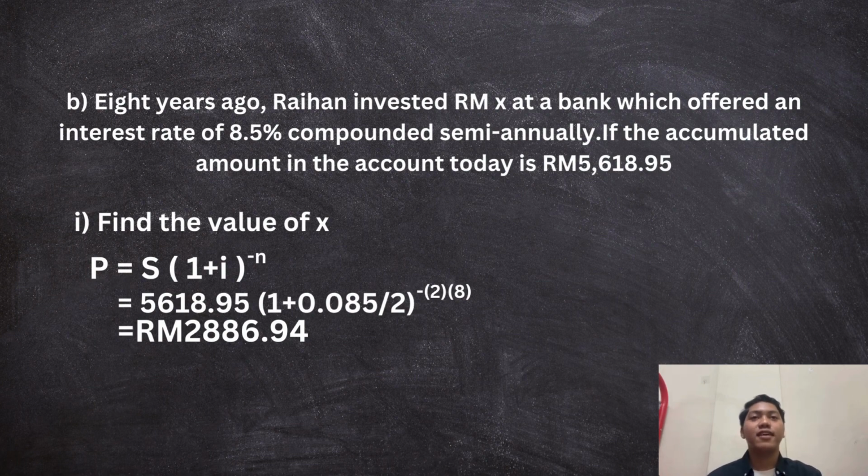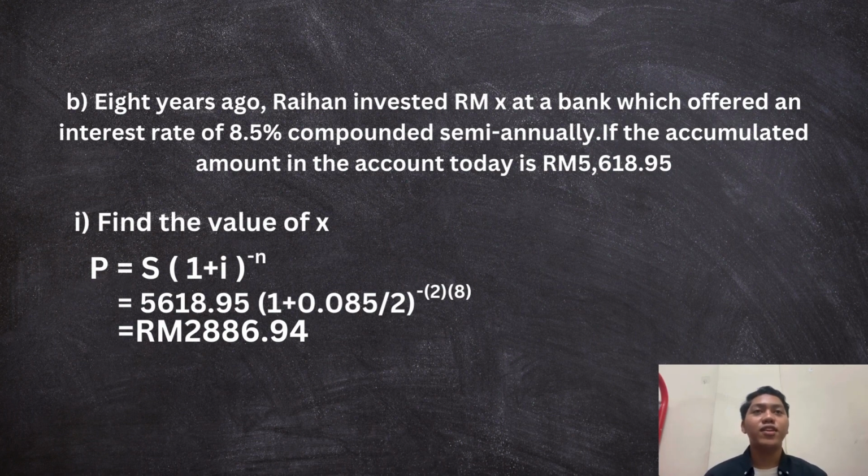Number 2, 2B. 8 years ago, Raihan invested RMX at a bank which offered an interest rate of 8.5% compounded semi-annually. If the accumulated amount in the account today is 5,618 ringgit and 95 cents, question B first, find the value of X.